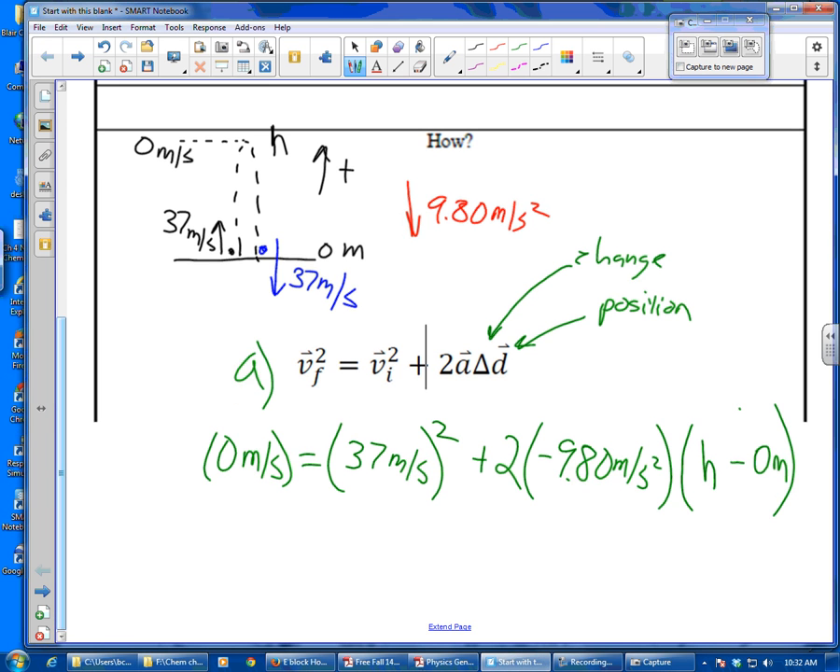Can you guys do the math there, you think? Yeah. You guys think you can do the math? Okay, good. Because it should come out to 69.8 meters.